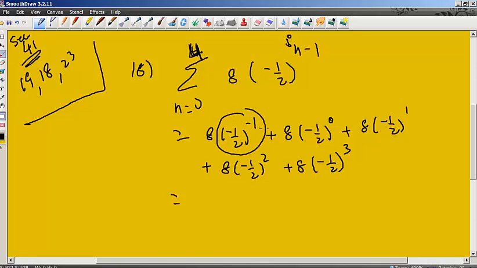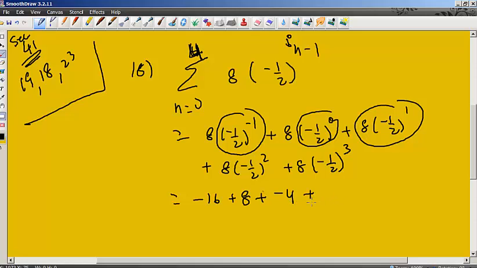That just flips the negative 1/2. It becomes negative 2, so it becomes negative 16. This is just 1, so 1 times 8 is 8. So the next term is going to be 8 plus. This is going to be 1/2 of negative 1/2 times 8, which is negative 4.